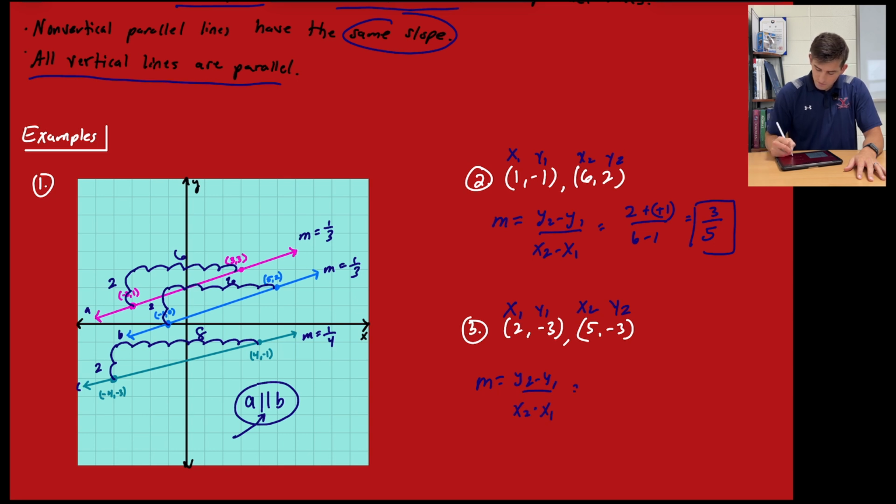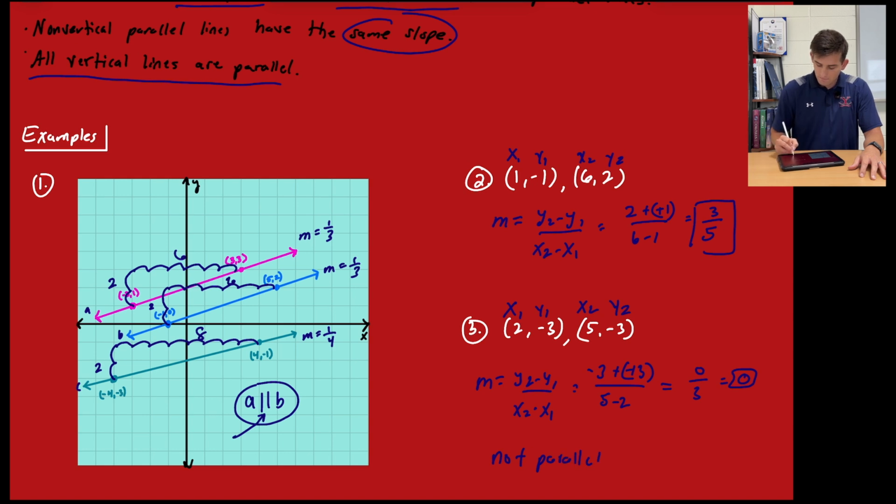All right, so this would be -3 minus -3 over 5 minus 2. Well, once again, our numerator becomes plus, and that's going to be 0. 0 over 3, which would just equal 0. Okay, so now 3/5 and 0, obviously not the same number, so the slope is not the same. So we would say that these lines are not parallel.